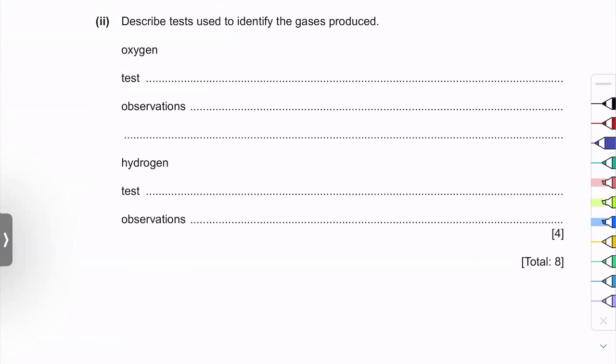Describe the test used to identify the gases produced. There are six gases in your syllabus. You have to memorize the test for all of them and write it. So the oxygen test is you bring a glowing splint. Observation is it relights. The hydrogen test is you bring a burning splint. Remember the difference between burning and glowing. So for hydrogen you bring the burning splint. It gives you a pop sound.